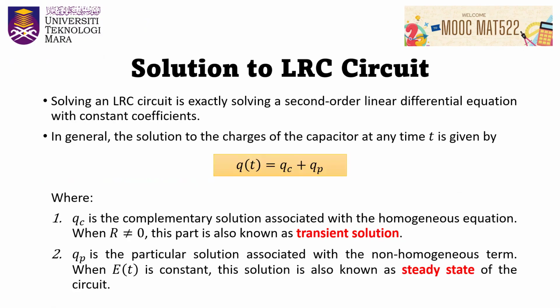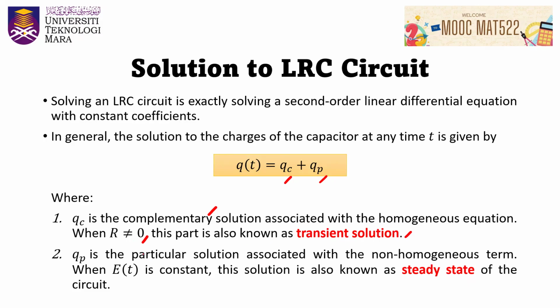Similar to the spring-mass system, solving an LRC circuit is exactly solving a second-order linear differential equation with constant coefficients. Therefore, in general, the solution to the charge on the capacitor at any time t is given by Q(t) equals Q_C plus Q_P, where Q_C is the complementary solution associated with the homogeneous equation. When the resistance R is non-zero, this part is also known as the transient solution.